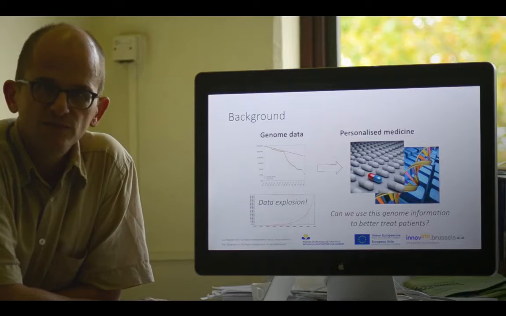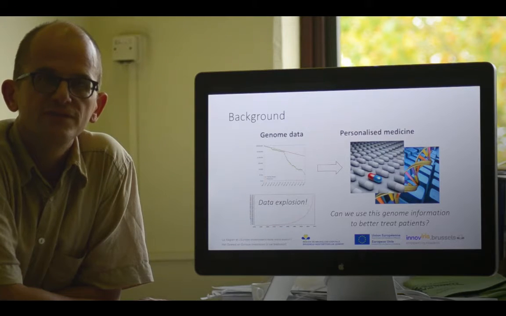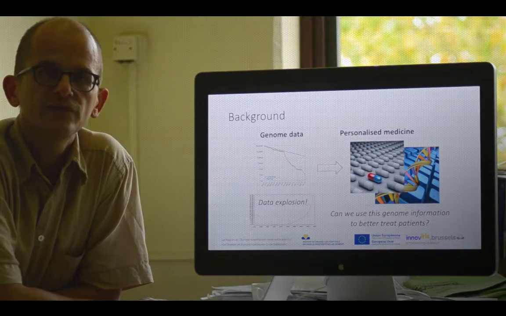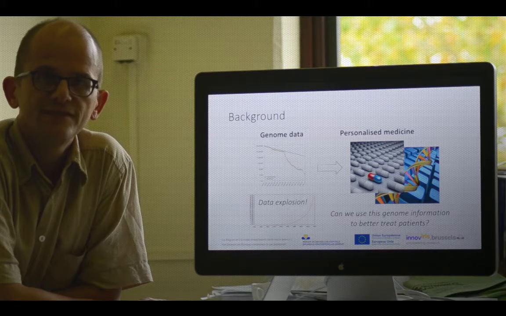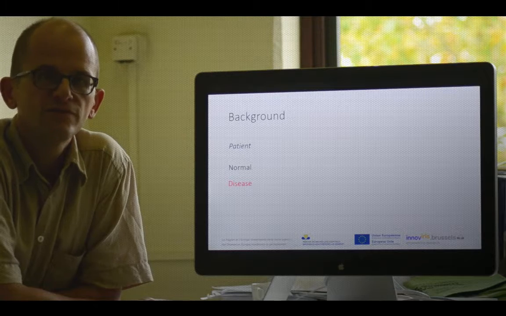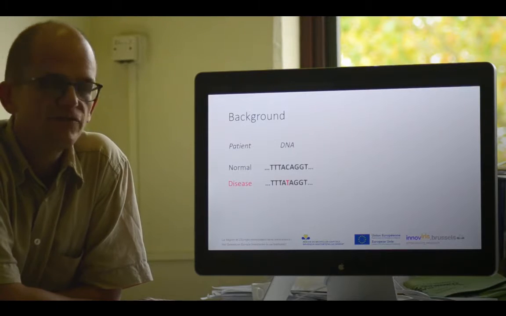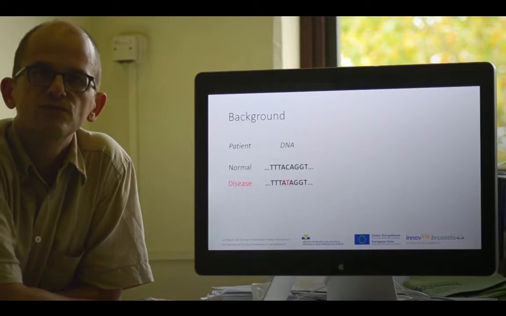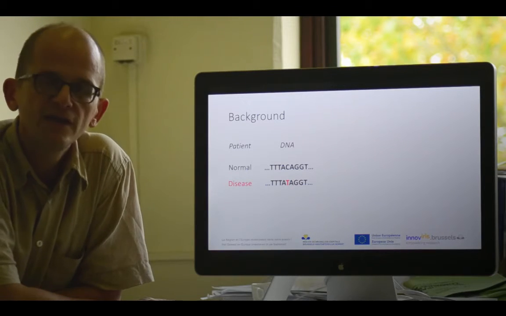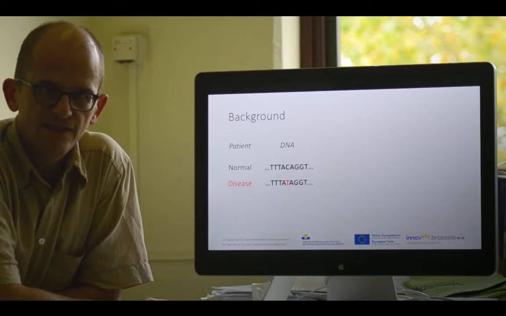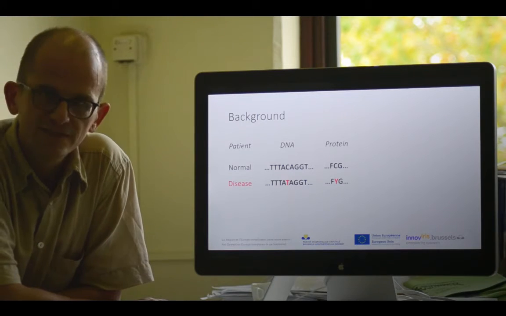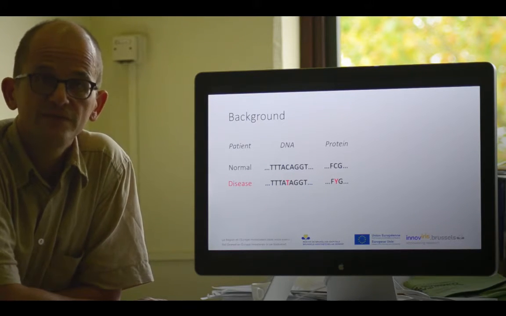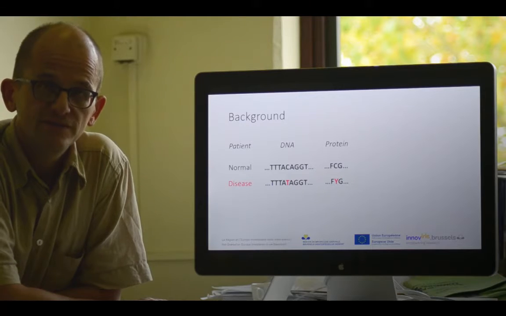And what that can lead to is personalized medicine. So the difference between you and me could mean that a drug works for me but not for you, for example. But how do you address that? Now, in terms of how it works in your body, if you have a patient who is normal and a patient who has a disease or for whom a drug doesn't work, they will have a mutation in their DNA. And this can mean that the proteins that are written off from the DNA are different.